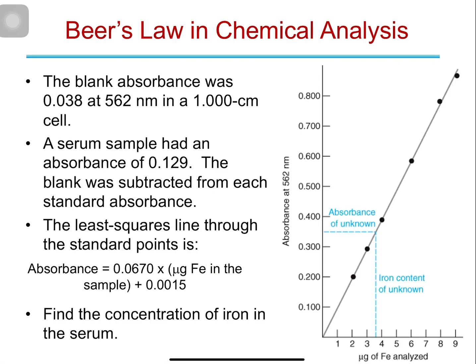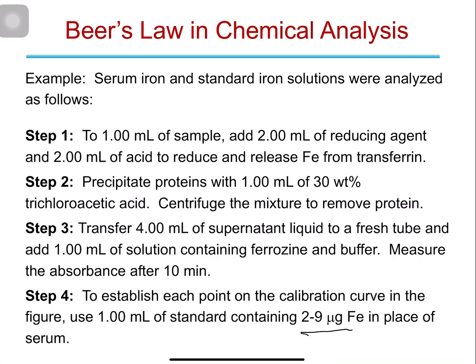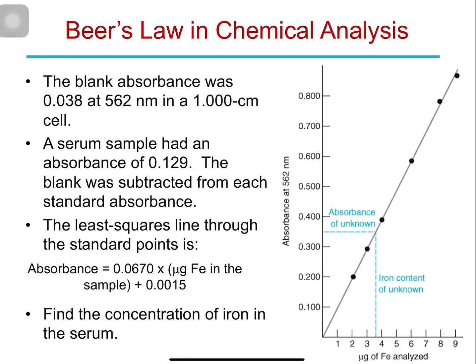So we're going to take a standard solution of iron and we will measure the absorbance of that iron in complex with the ferrozine at the lambda max, and then we will create the calibration curve. So we measured the absorbance of various concentrations of iron, starting from 2 till 9 microgram. So we made 1 ml of a standard solution containing from 2 to 9 microgram of iron in place of the serum. So instead of using the serum, and we created the calibration curve.